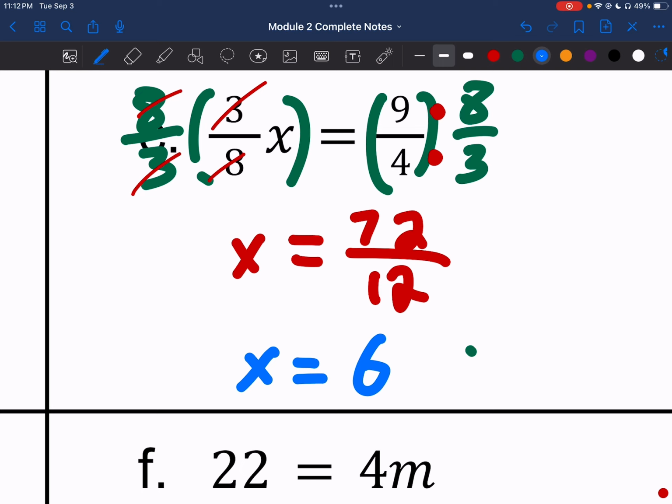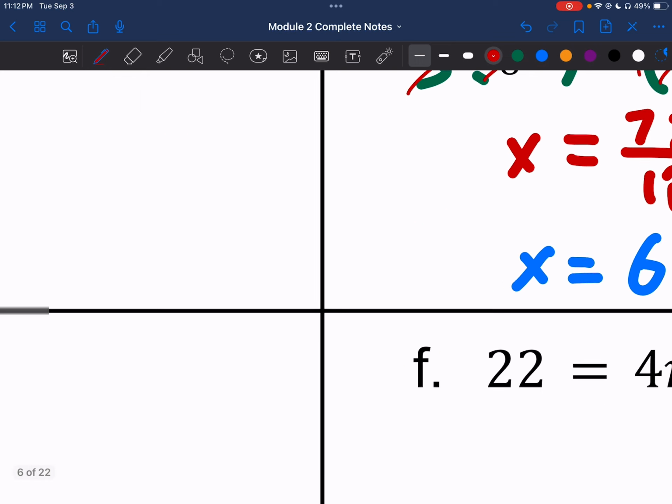Now, could we have gone at this and seen that 8 and 4 can be reduced to 2 and 1, and 9 and 3 can be reduced to 3 and 1? 3 times 2 is 6. 1 times 1 is 1. So when we're looking at these fractions, we're treating them as one big fraction with pieces multiplied in the numerator and denominator, and we can simplify that way.